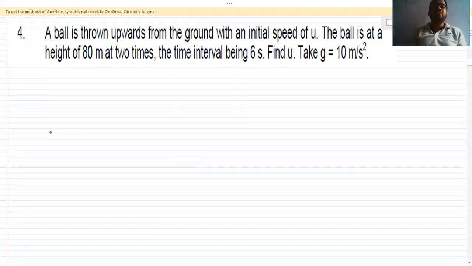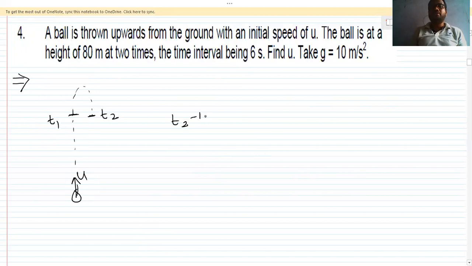A ball is thrown upwards from the ground with an initial speed u. The ball is at height of 80 meter at 2 times. The time interval being 6 seconds. Find u, right? So we want u, and it is given a ball is thrown upward from the ground. So with velocity u, and it will be at the same instant at the 2 times, right? So at t1, and let us suppose at t2, and the time interval t2 minus t1 is given 6 seconds. We want what is u. So this is h, and that is given 80 meters.